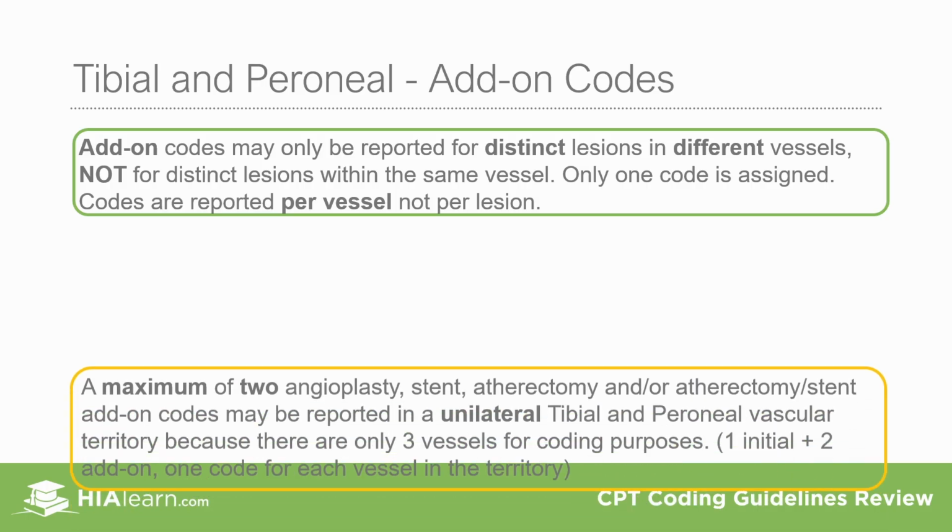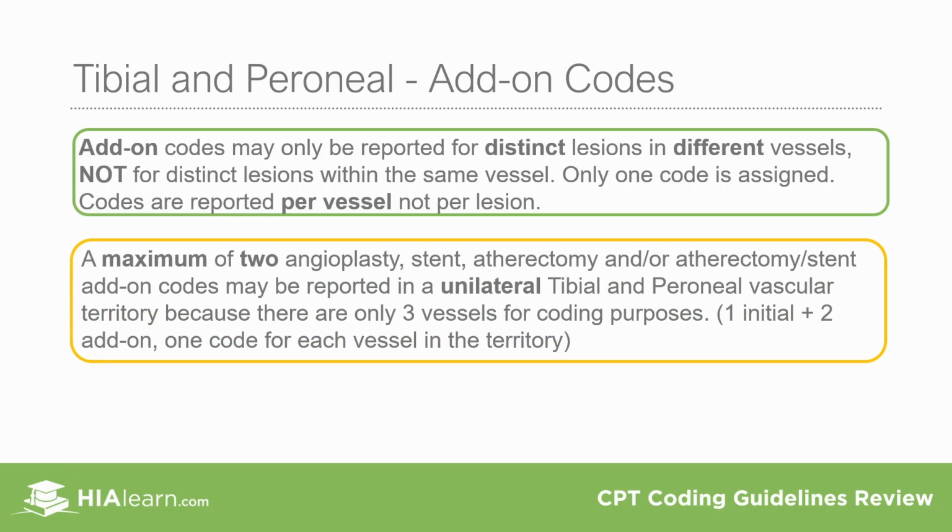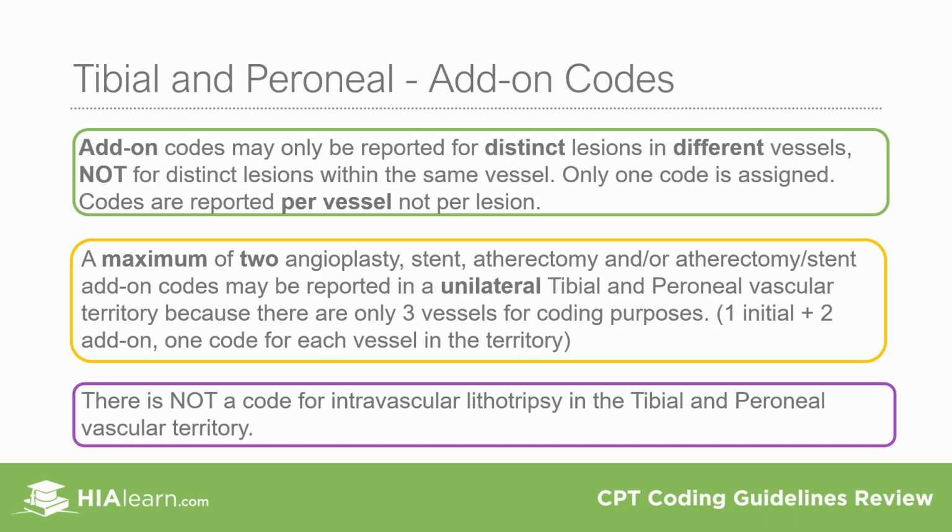A maximum of 2 angioplasty, stent, atherectomy, or atherectomy and stent add-on codes may be reported in a unilateral tibial and peroneal vascular territory, because there are 3 vessels recognized for coding purposes. This would look like one code for treatment in an initial vessel and 2 add-on codes for treatment of additional vessels in the same territory, for a total of 3 codes per unilateral tibial and peroneal vascular territory. There is not a code for intravascular lithotripsy in the tibial and peroneal vascular territory.